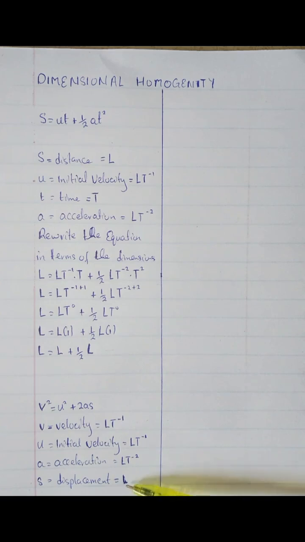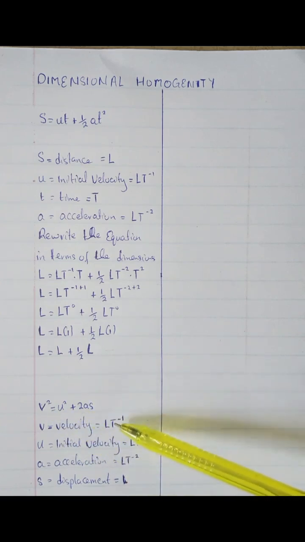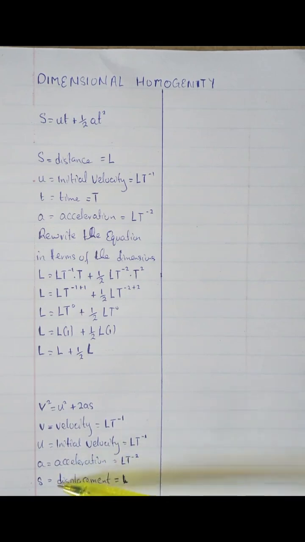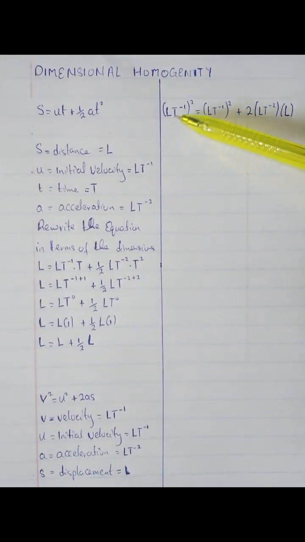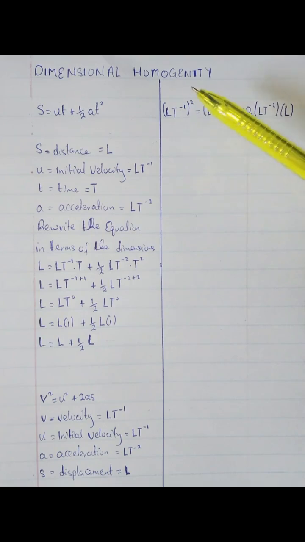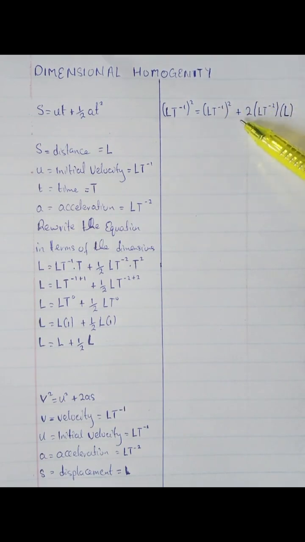Next thing is to rewrite this equation in terms of these dimensions. So where we have v, we will substitute L per t. Where we have u, we substitute L per t. Where we have a, L per t square. Where we have s, L. So we have L per t all raised to the power of 2. Remember, our v here has square, so L per t to the power of 2, and same for u, L per t to the power of 2, plus 2as. So this is our a and this is our s.